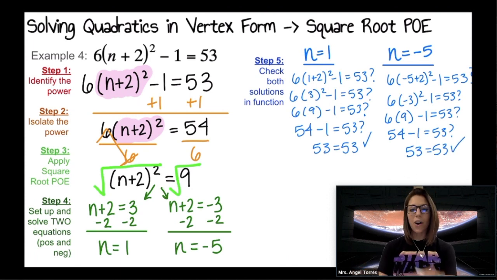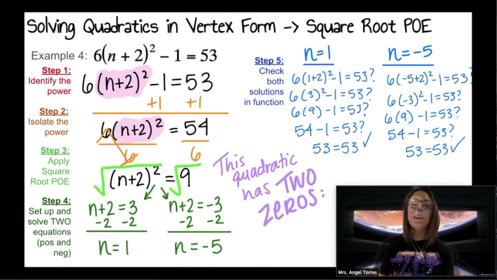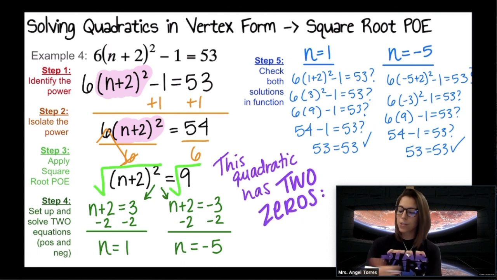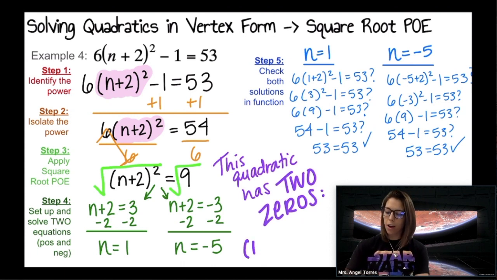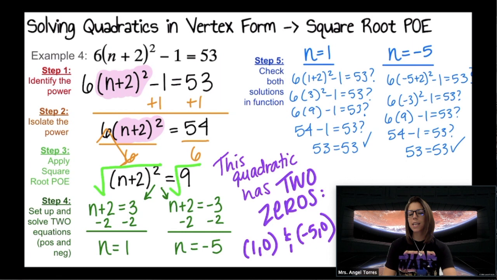So what does all of this mean? It means that this quadratic has two zeros, and they are (1, 0) and (negative 5, 0). So imagine a parabola crossing at those two x-intercepts.